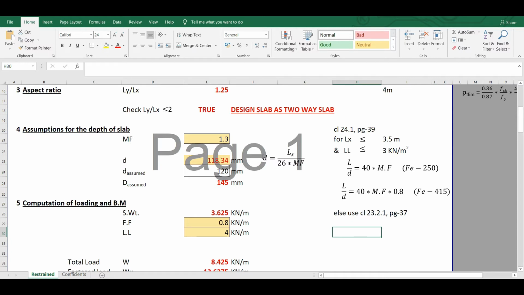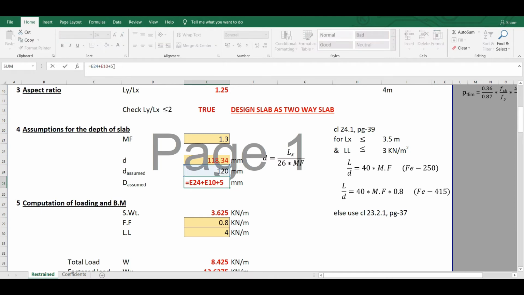The effective depth required will be Lx divided by 26 into modification factor. Here I have assumed the percentage of reinforcement as 0.4%, for which the modification factor is 1.3. So we get the effective depth required to satisfy the deflection criteria. I will assume the effective depth more than the required depth, so I have assumed 120 mm here. The overall depth is the effective depth plus clear cover plus diameter of bar by 2. Here I assume 10 mm bars.